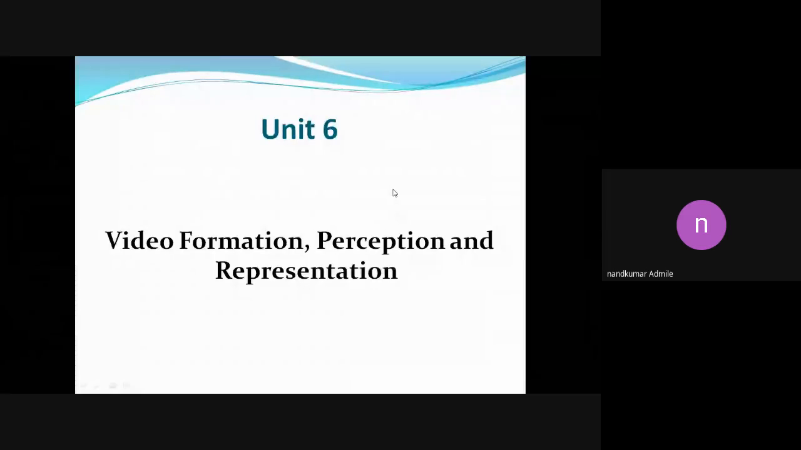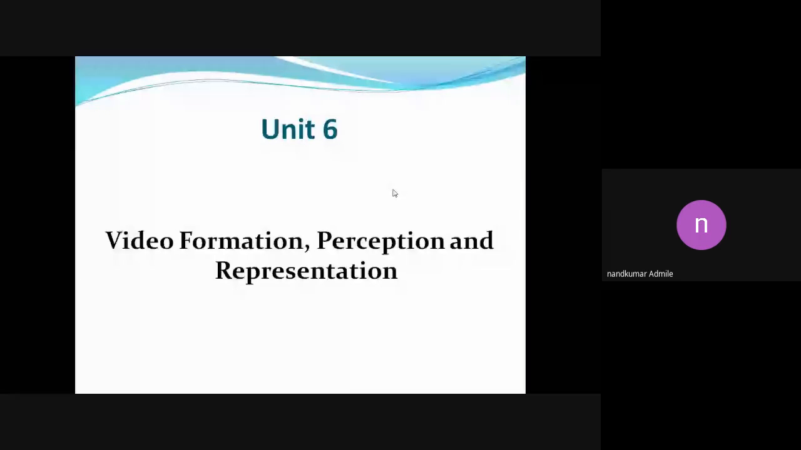Okay. So today we are going to start with our video processing. Our syllabus consists of two parts. One is image processing and another is video processing. In image processing, we studied 5 units.